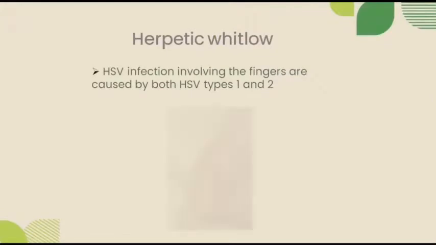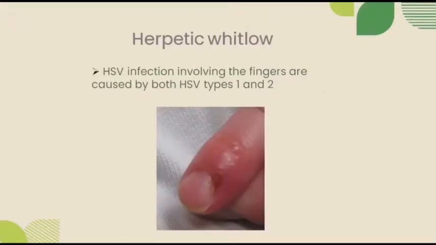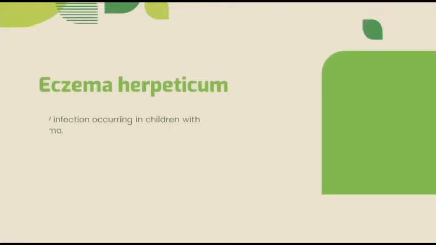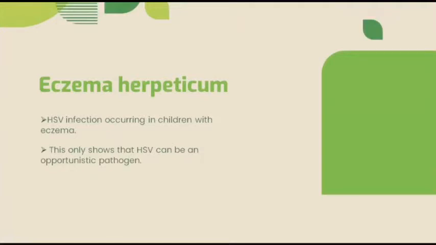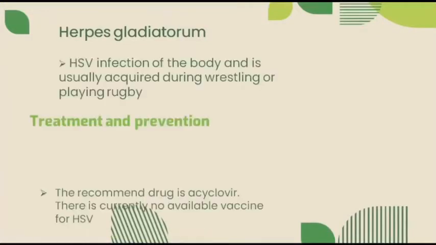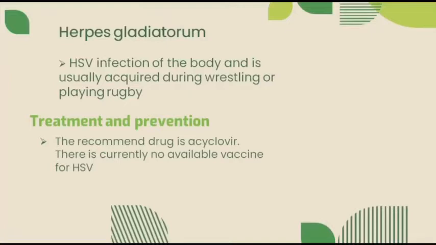Herpetic whitlow. HSV infection involving the fingers is caused by both HSV types 1 and 2. Eczema herpeticum is HSV infection occurring in children with eczema. This only shows that HSV can be an opportunistic pathogen. It can also cause a superimposed infection in burns. Herpes gladiatorum is HSV infection of the body and is usually acquired during wrestling or playing rugby.